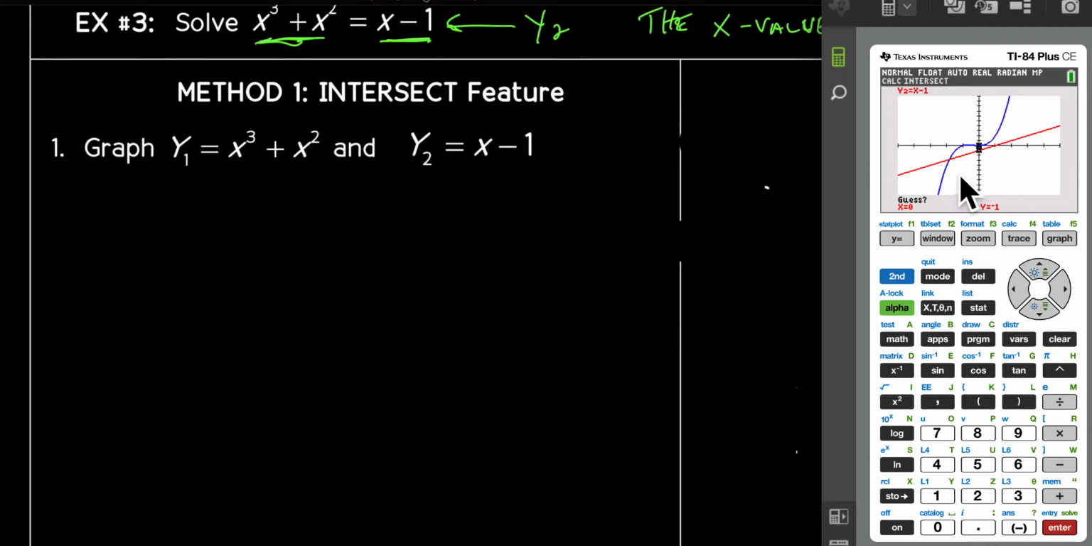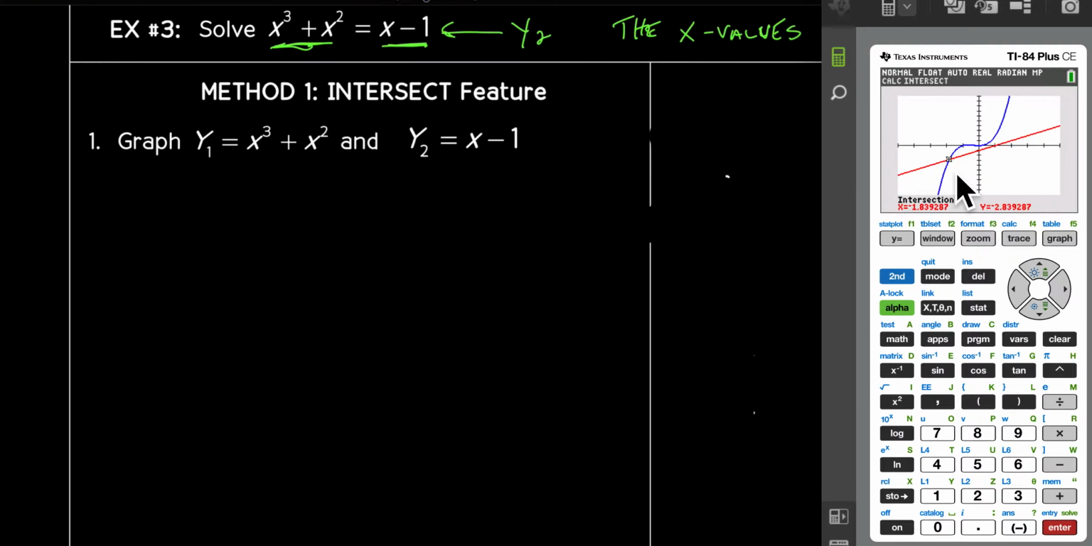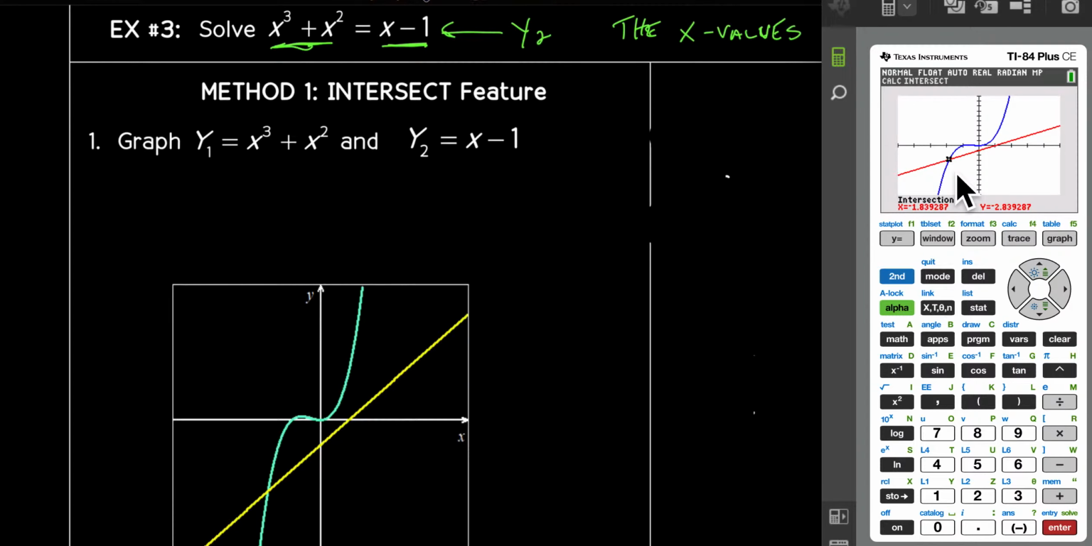Now it wants a guess. What's the x value where it looks like these meet up? I'm going to say -2. And it shows me exactly where they meet up. It gives me the x-coordinate and the y-coordinate. I only care about the x-coordinate because this equation had x's in it, right? So if we look at the graph, it's telling us the coordinates of that point where they intersect. And all we really care about is the x-coordinate because that will be the solution to this equation.